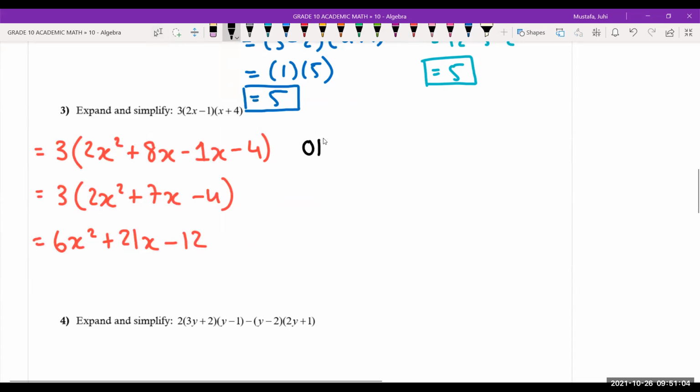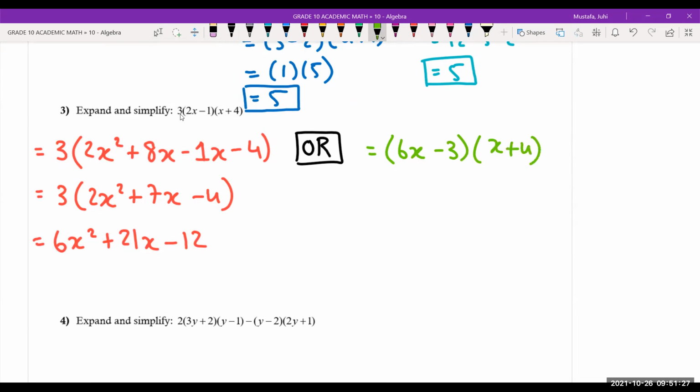I'll show you one other way to do this question, and then you can decide which one you prefer and which one you like. Another way to do this question is you actually start by distributing the 3 into that very first bracket. So I'm going to take the 3 and multiply it to the 2x, so I'm going to get 6x. And then I'm going to take the 3 and multiply it to the negative 1, so I'm going to get negative 3.